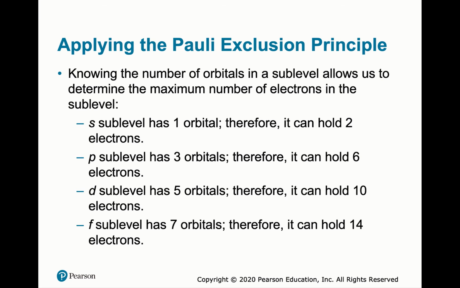But let's apply it. So s orbitals, there's only one orbital, so it can hold 2 electrons. P, there's 3 orbitals, so it can hold 6 electrons. D orbitals have 5 orbitals, and these are all from the m sub L's, right? So s has the m sub L 0, p has m sub L minus 1, 0, 1, so 3 orbitals hold 6. D, minus 2, minus 1, 0, 1, 2, m sub L, 5 orbitals, each holding 2, 10 electrons, and same thing with f. Minus 3, minus 2, minus 1, 0, 1, 2, 3, holds 14.